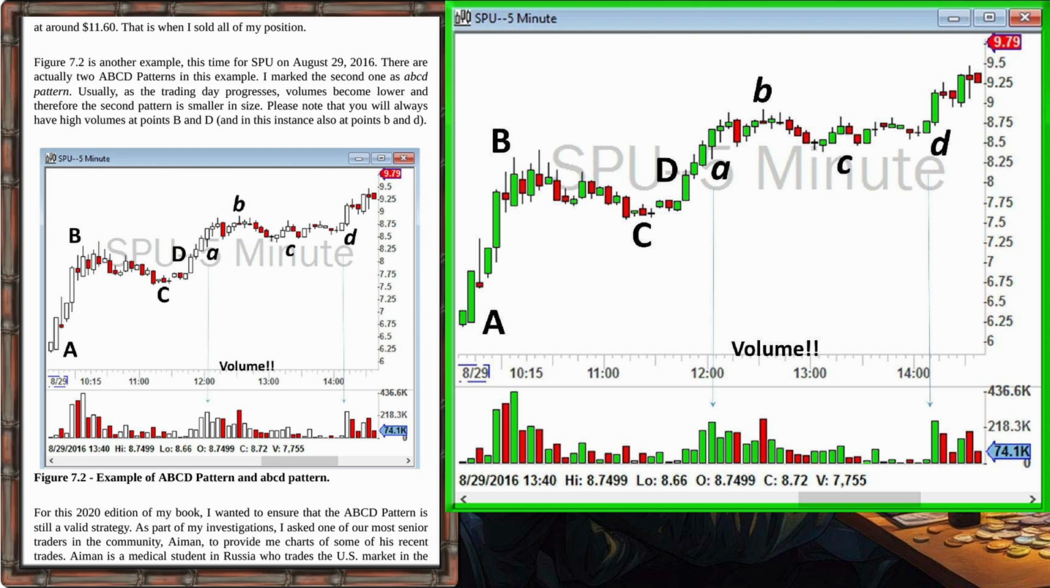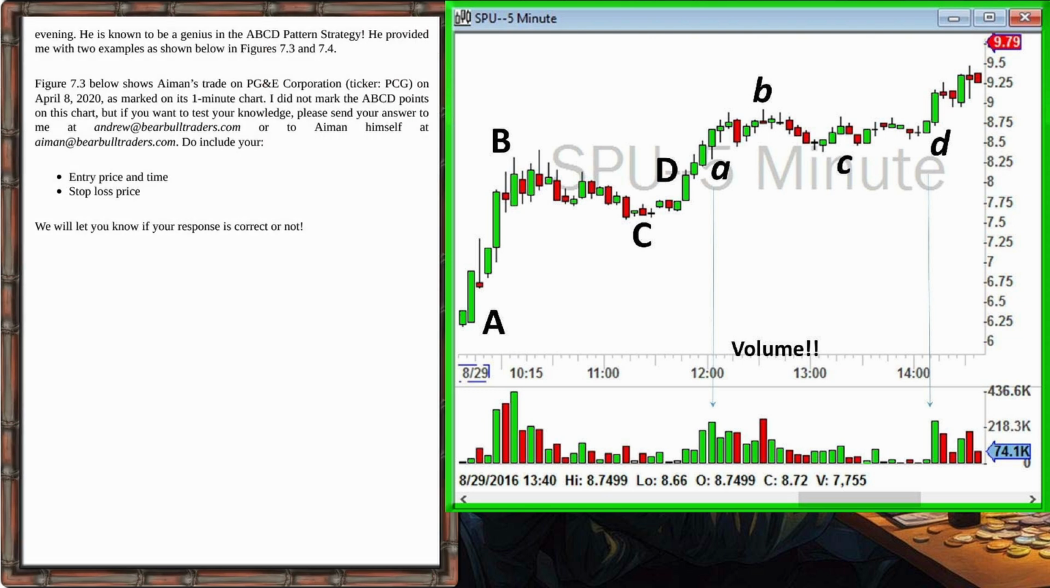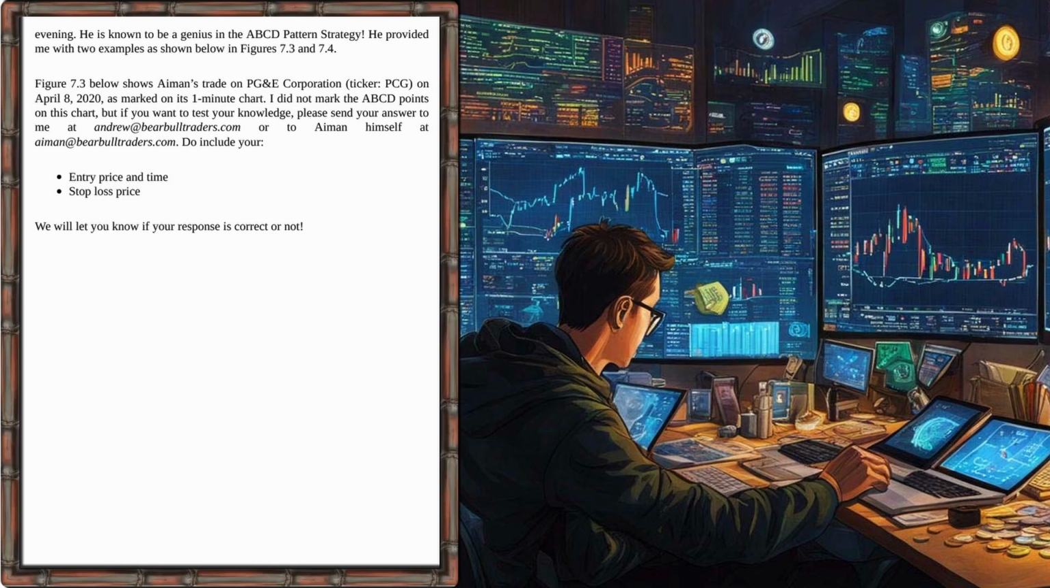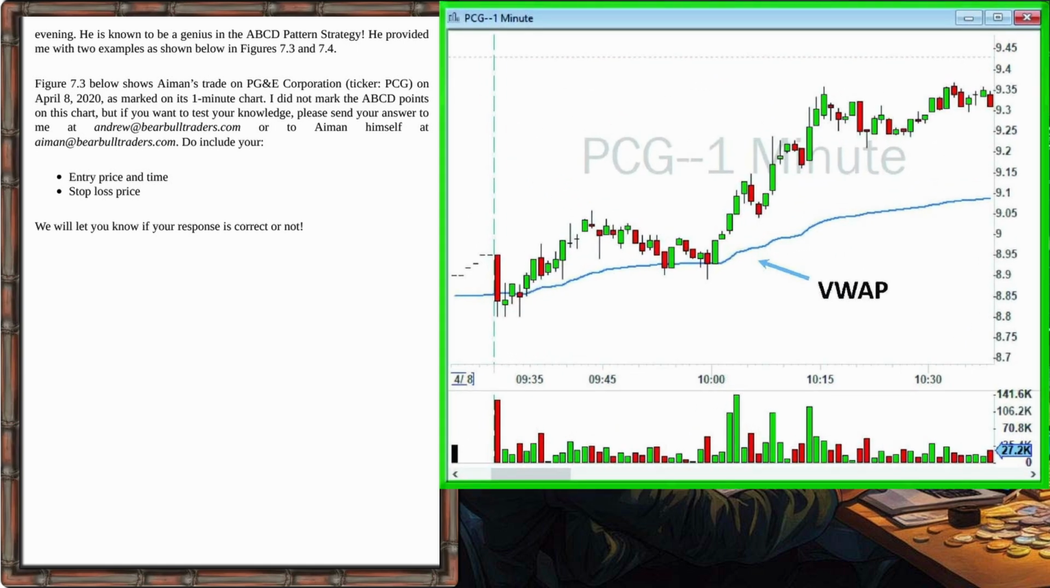For this 2020 edition of my book, I wanted to ensure that the ABCD pattern is still a valid strategy. As part of my investigations, I asked one of our most senior traders in the community, Ayman, to provide me charts of some of his recent trades. Ayman is a medical student in Russia who trades the US market in the evening. He is known to be a genius in the ABCD pattern strategy. He provided me with two examples as shown below in Figure 7.3 and 7.4.